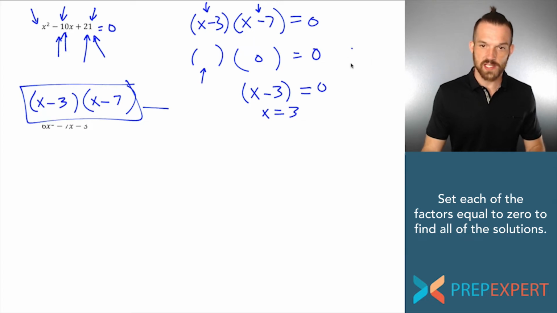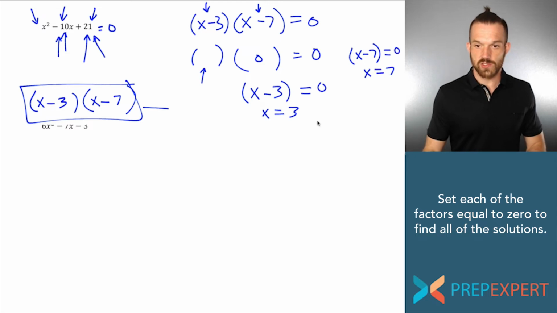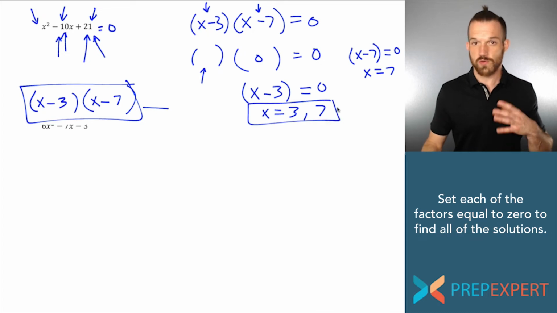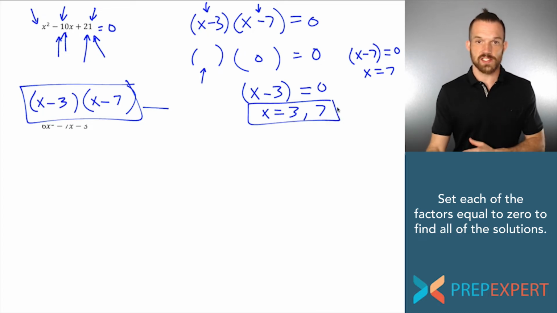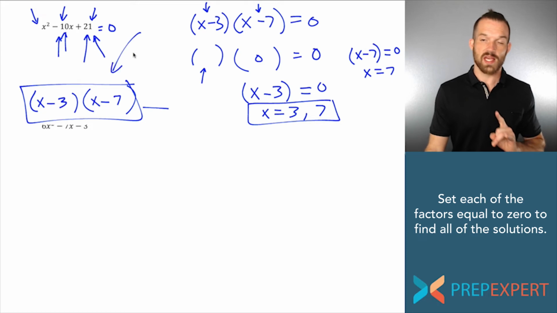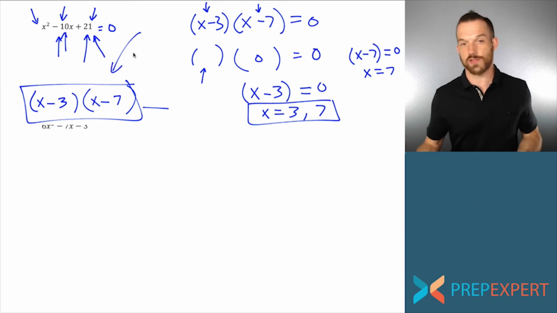I can do the same process for the other binomial, x minus 7. When x minus 7 is set equal to 0, I add 7 to each side and it becomes clear that x can also equal 7. So it looks like my two solutions to this quadratic are x equals 3 and x equals 7. If you notice, those are the same as the two factors of the quadratic, just with their signs reversed.